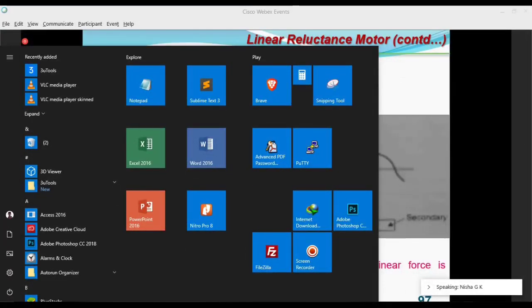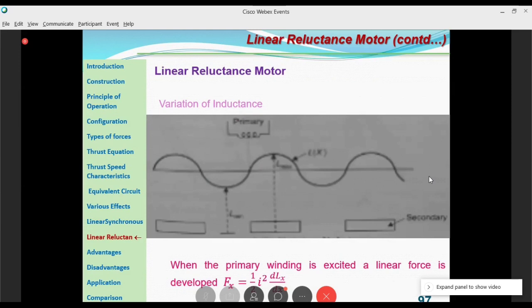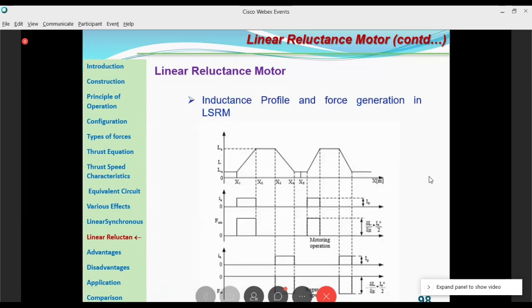You have to rearrange the expression to get the torque, the reluctance torque. You will be getting half I square into dL by d theta. But here, if you are exciting the primary winding, you will get a linear force instead of a reluctance torque, and we can have the expression same as that of the conventional type, half I square dL by dx. And this is the inductance profile and force generation in a linear synchronous reluctance motor.